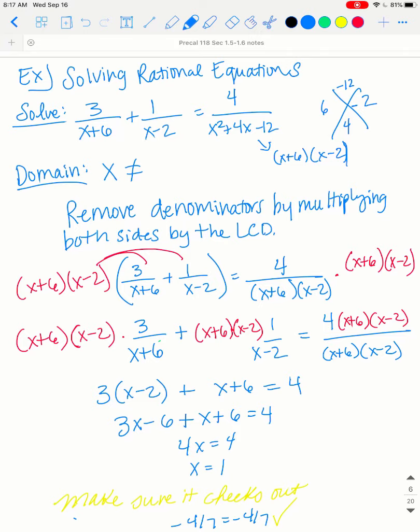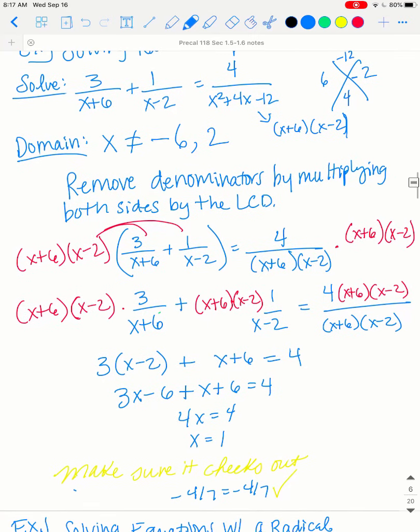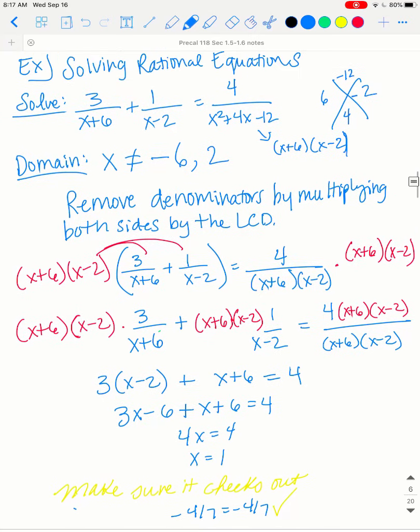So I'm going to go ahead and say that our domain is x cannot equal negative 6, x cannot equal 2, because that'll zero out the denominator. In order to solve this, we're going to try to get rid of our rational expressions. We can do that by multiplying both sides by the least common denominator.